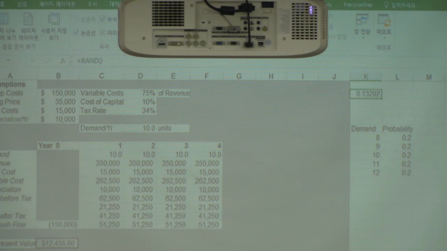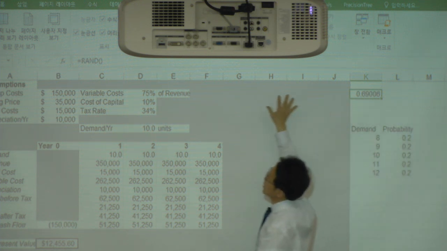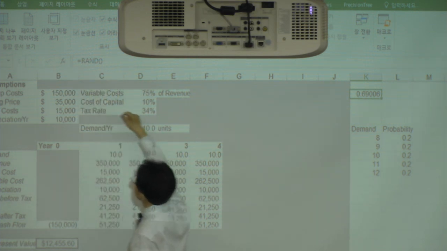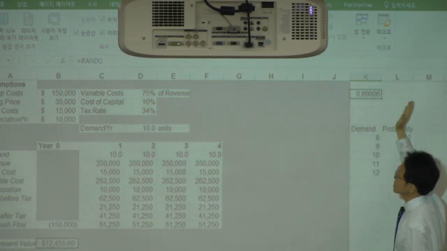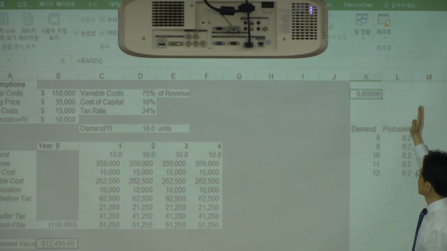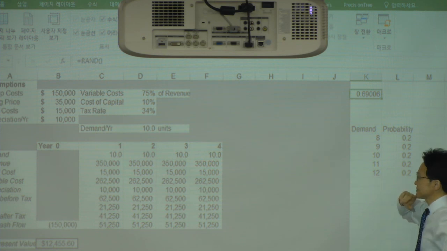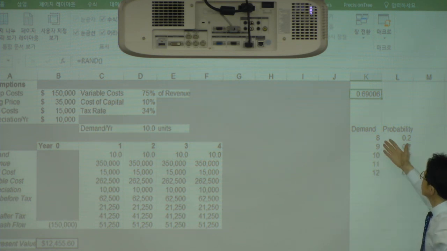So let's say this time the random number is 0.132, and now 0.22, 0.706, 0.0369, and so on and so forth. So every time you push F9, the rand function generates the random number, which is between 0 and 1. So let me give you just a very quick and very intuitive equation.